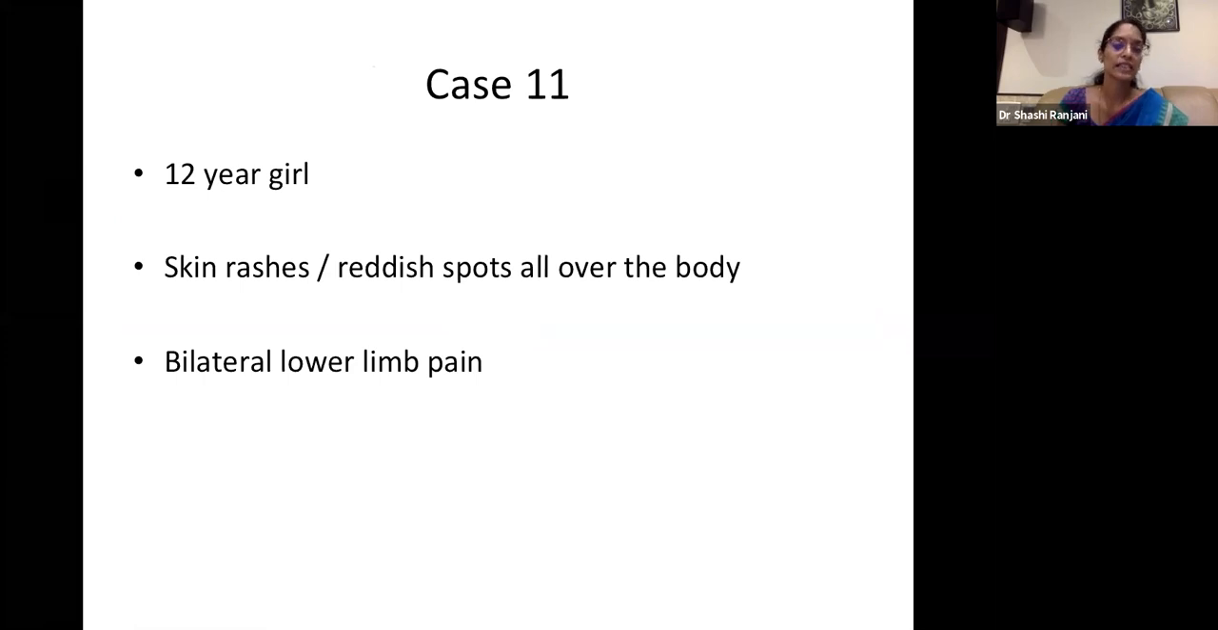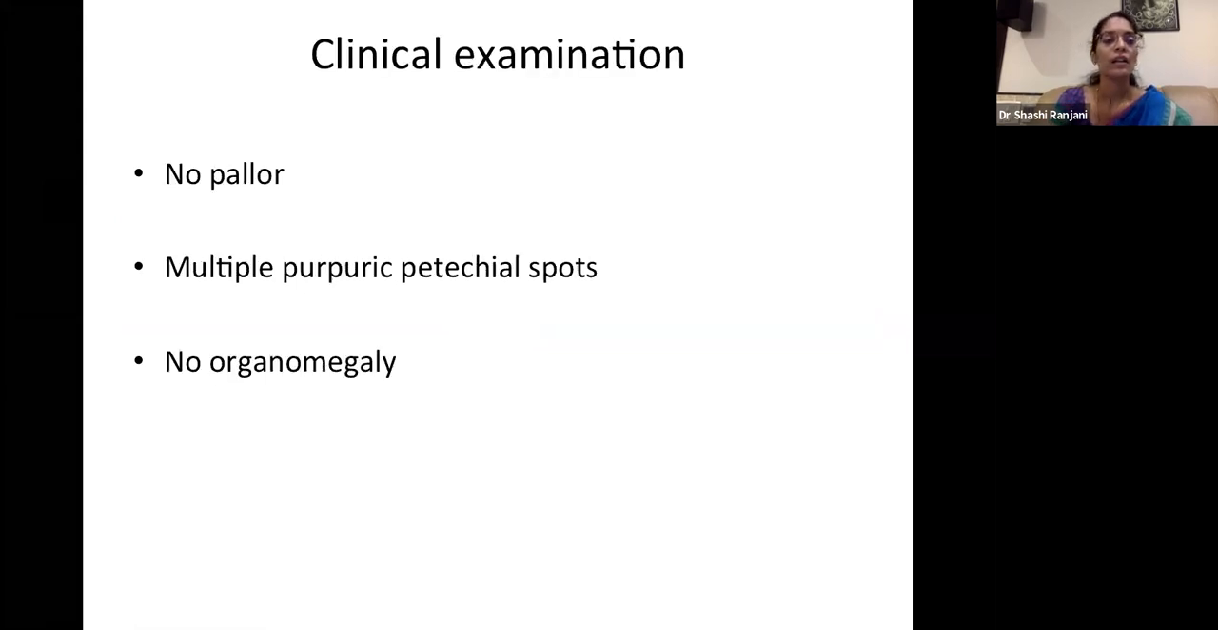So this is the next case that we have. This is a 12-year-old girl who came with skin rashes or reddish spots all over the body, and she also had bilateral lower limb pain. So on examination, there was no pallor, she had purpuric and petechial spots, and there was no organomegaly.